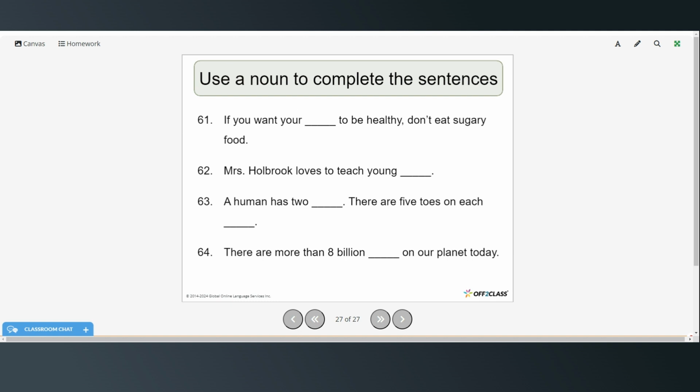All right, and finally, if you want your teeth to be healthy, don't eat sugary food. Mrs. Holbrook loves to teach young children. A human has 2 feet, and there are 5 toes on each foot. And there are more than 8 billion people on our planet today.